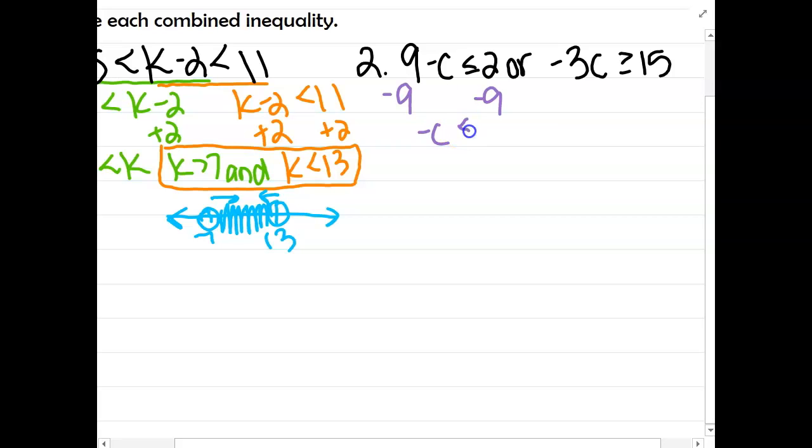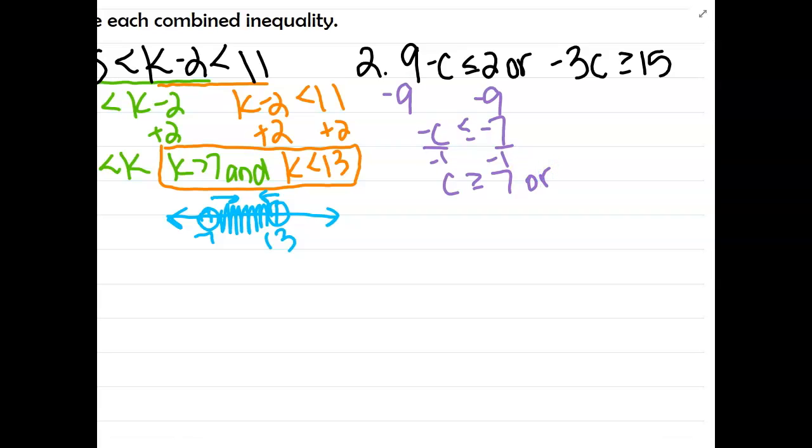So it's going to be negative c is less than or equal to negative 7. We talked about this yesterday. I don't want negative c. How do you get rid of the negative in front of the c? Divide by negative 1. And when I divide by a negative 1, you got to flip the sign. So it's going to be c is greater than or equal to 7.